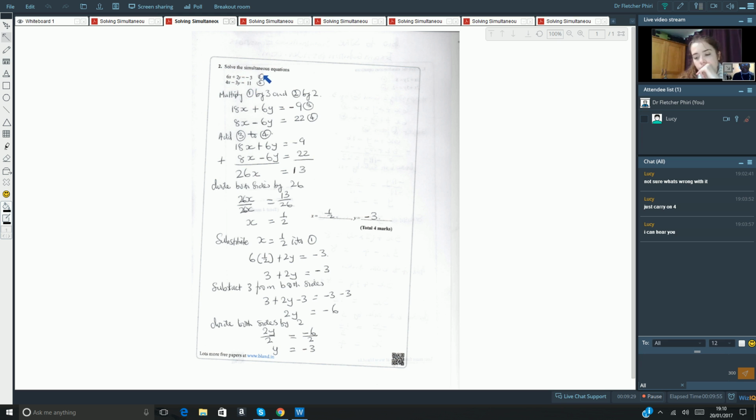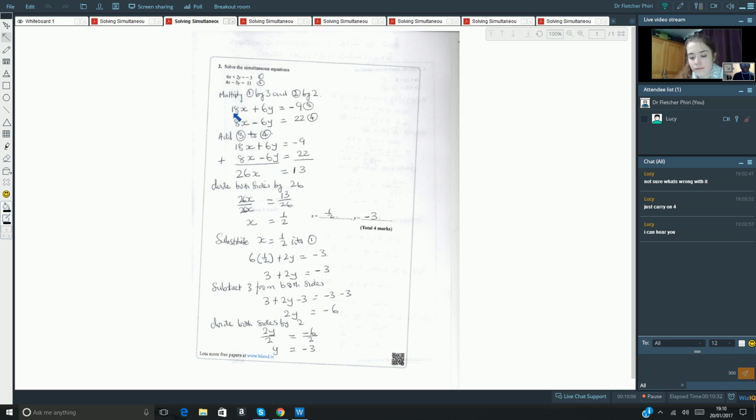Again, I've started by labeling them. So the first one I've put as equation 1. The second one I've put as equation 2. Now, what I've done, I've said multiply number 1 by 3 and multiply 2 by 2. Why? Because I want to get rid of y. So I need to make this one 6y, and I need to make this one also 6y. So that's why I have multiplied the first one by 3 and multiplied the second one by 2.